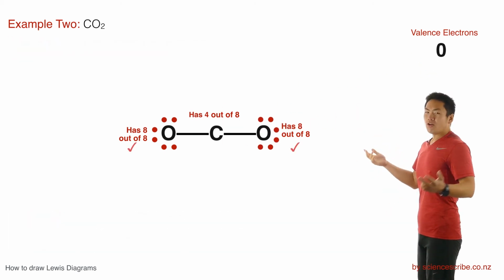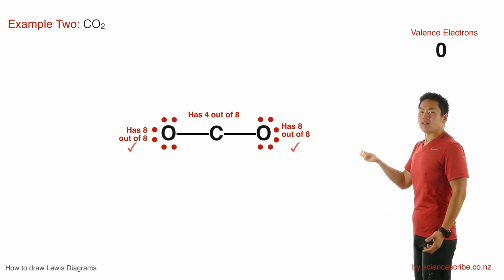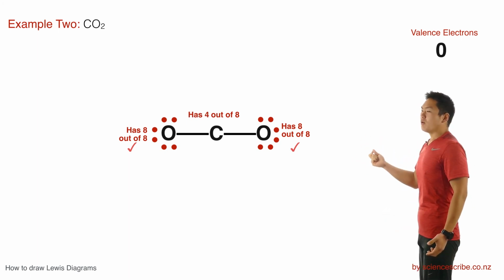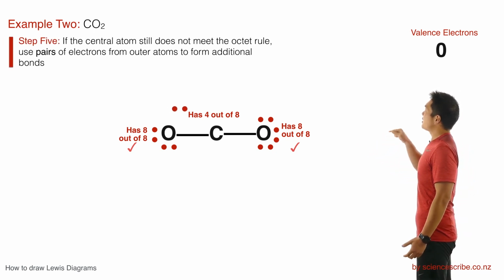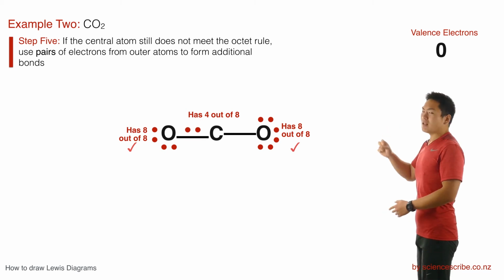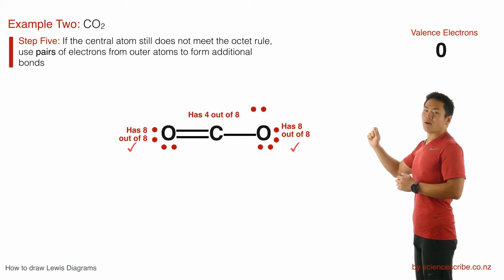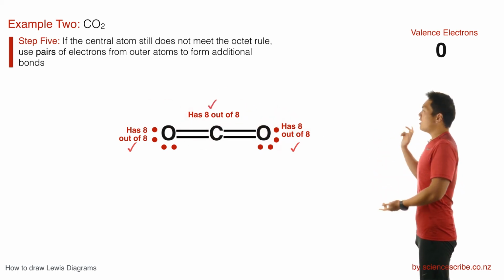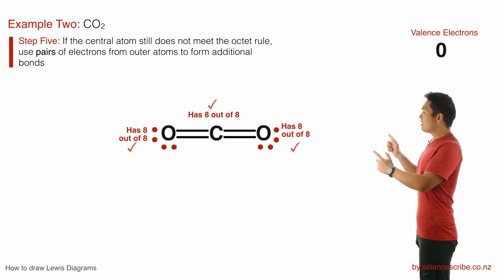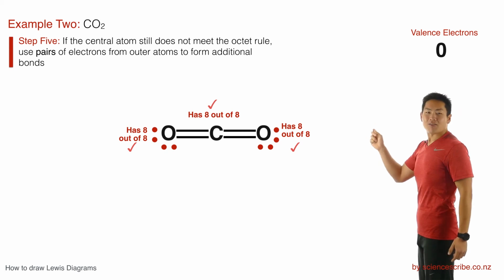This means that I've got no more electrons left, but we've got a problem now because carbon only has 4, but it still needs 4. This is when you create multiple bonds. To do that, you need to look at the outer atoms and start using pairs of electrons, so 2 electrons at a time, to create new bonds towards the central atom. When I do that and I do my quick recount, each oxygen actually still has 8 out of 8, but when I recount on my carbon, I can see that it now has 8 out of 8 as well.